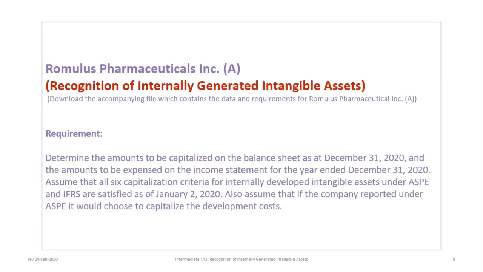This tutorial is based on the Romulus Pharmaceuticals A problem. So please make sure that you download the correct file that contains the data and requirements for Romulus Pharmaceuticals A. There's only one requirement for this tutorial, and that will be to determine the amounts to be capitalized on the balance sheet as at December 31st, 2020, and the amounts to be expensed on the income statement for the year ended December 31st, 2020.